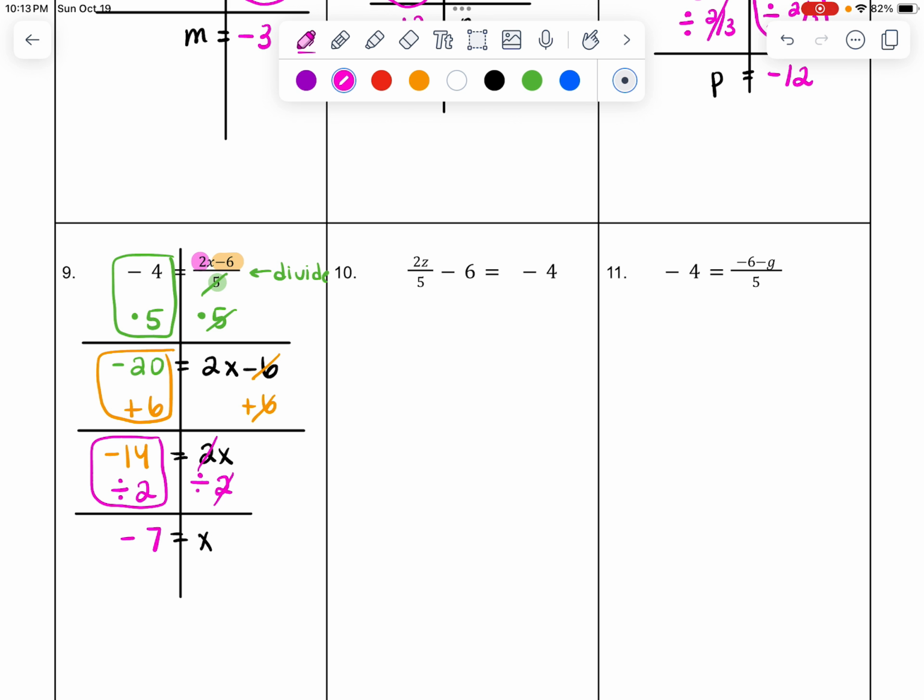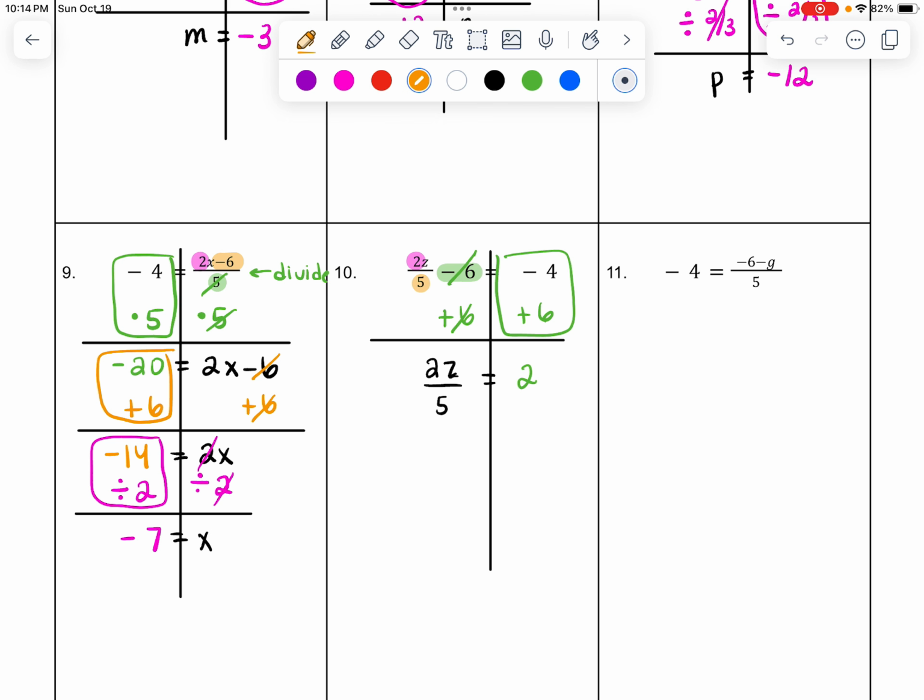In problem number 10, we're going to start by drawing a vertical line through our equal sign. In this case, again, there are 3 numbers by the z. There's a 2, there's a divide by 5, and then there's this minus 6. The number that's farthest away is the minus 6. It's not even in the same fraction. So to undo the minus, we're going to plus 6 on both sides. The 6's cancel, and we get 2z divided by 5. I'm just going to copy that down. On the right-hand side, negative 4 plus 6 is 2.